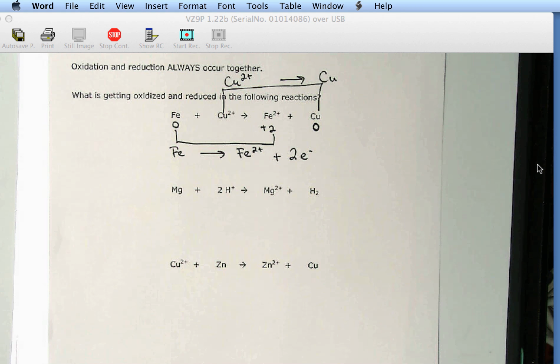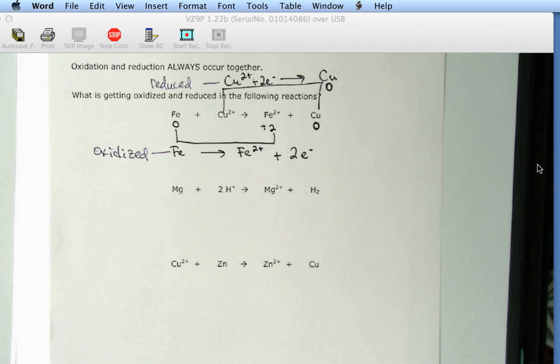But prove it to yourself. Remember that, LEO says GER, reduction is gaining electrons. Gaining electrons is reduction. So make sure that that makes sense. See how this 2+ plus 2- would give you overall neutral. That does make sense. So copper 2+ is gaining 2 electrons. So copper 2+ is getting reduced. Questions on that one?